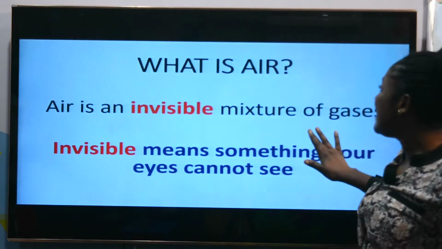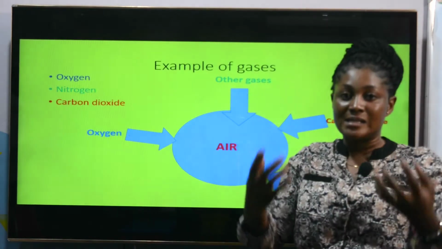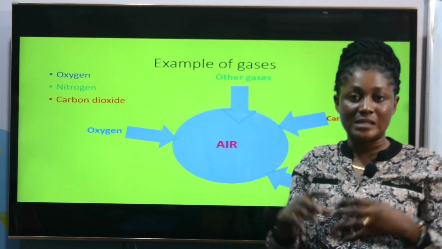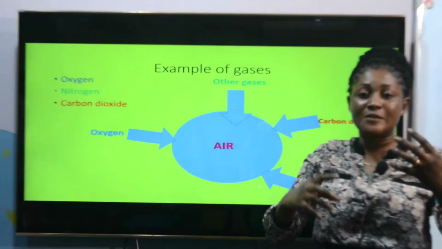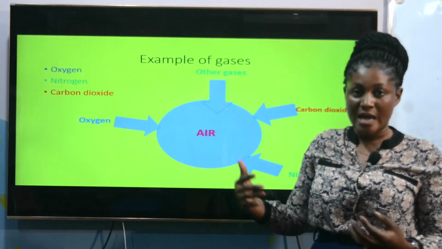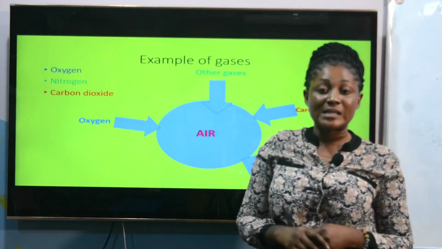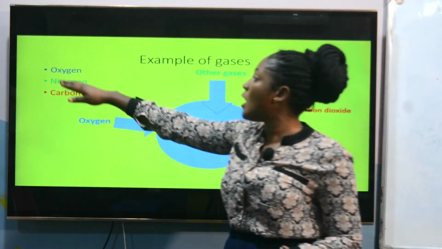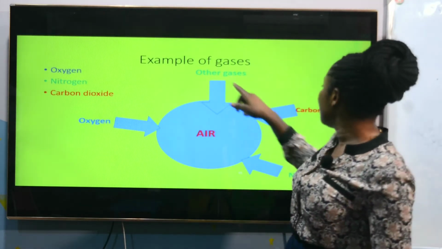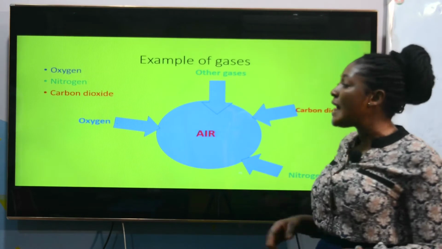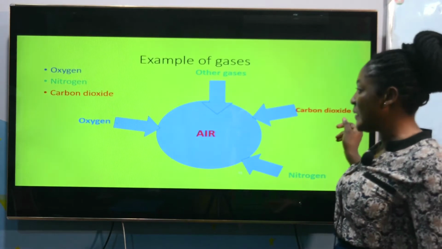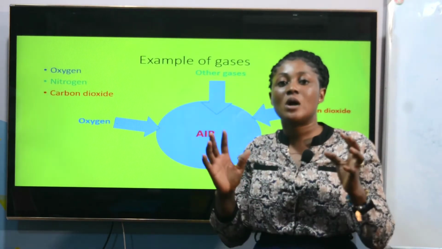Very good. Now, we have some gases. In my explanation about the air, I said air is an invisible mixture of gases. This means that we have so many different gases that have been gathered together to form air. Some examples of the gases are oxygen. Say it and let me hear. Oxygen. We also have nitrogen. And then we also have carbon dioxide.